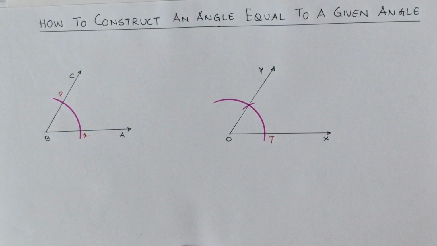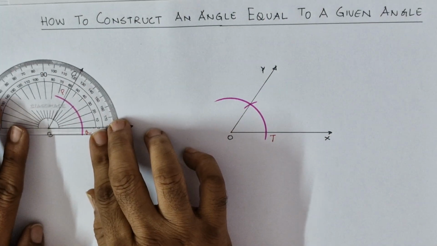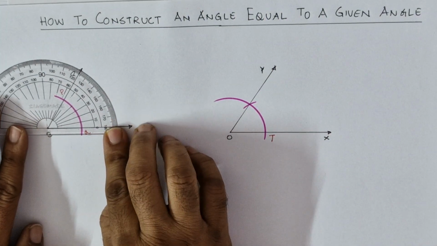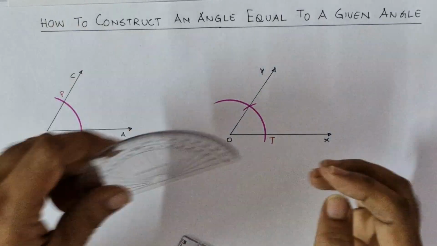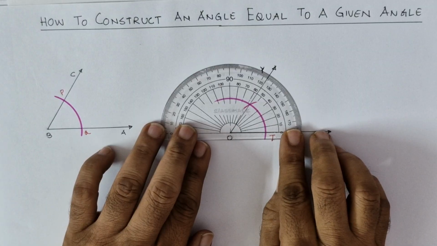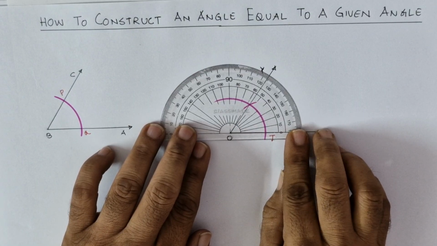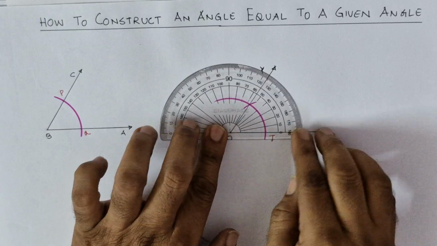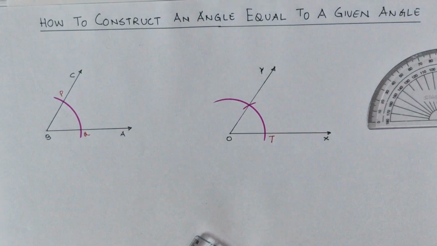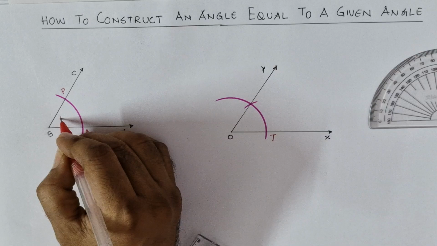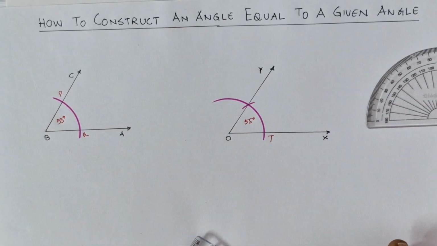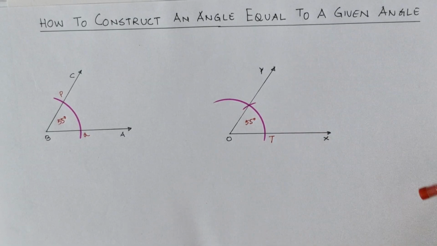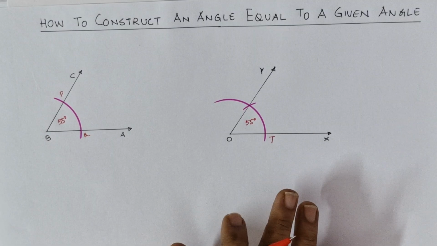So let's measure it. So this one was approximately 55. Okay. So let's measure this one. See, 55. Got it? So this one is 55 degrees and the new angle is also 55 degrees. So this is a very simple step on how to construct an angle equal to a given angle. I guess you have followed my lecture and the step-by-step process of how to do it.